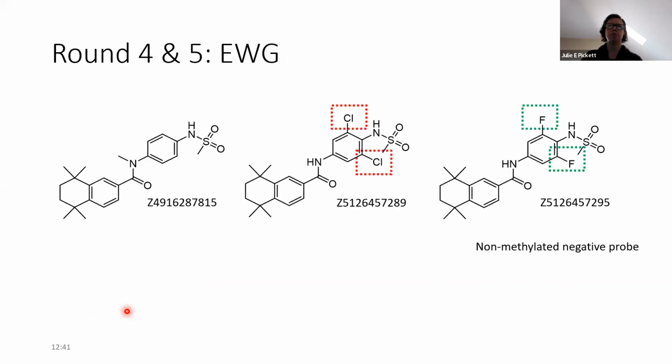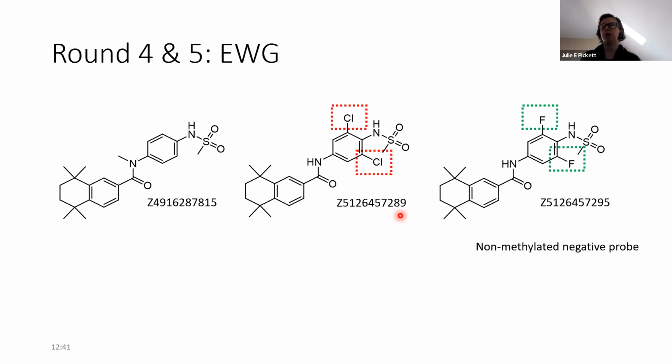Good start. So in rounds 4 and 5, we added 2 chlorines ortho to this methylsulfonamide, and that actually led to compound 289, which is our positive probe compound. Round 5, we actually wanted to see what happened if you replaced those chlorines with fluorines. And surprisingly, that greatly diminished the activity. But we counted that as a win because we can use that as a non-methylated negative probe.